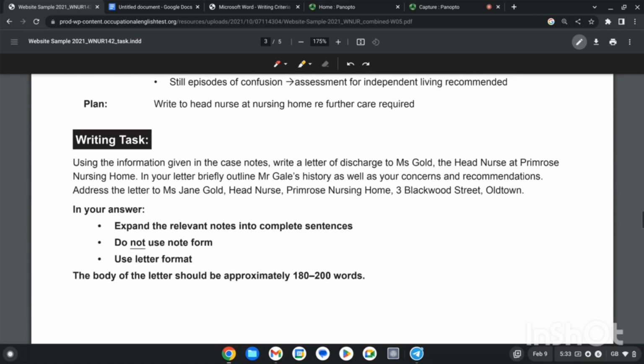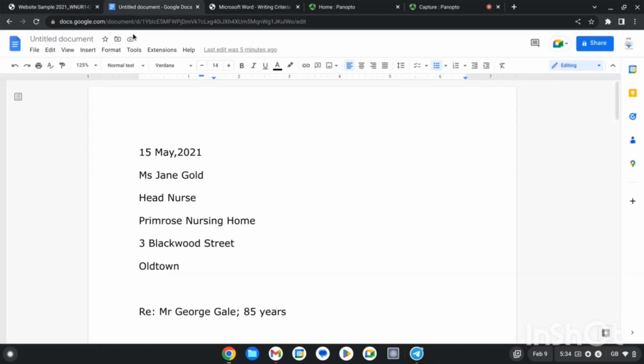It's about a letter conveying the information. The case notes: write a letter of discharge to Miss Gold, the head nurse at Primrose Nursing Home. In your letter, briefly outline Mr. Gale's history as well as your concerns and recommendations. We'll see the letter now.